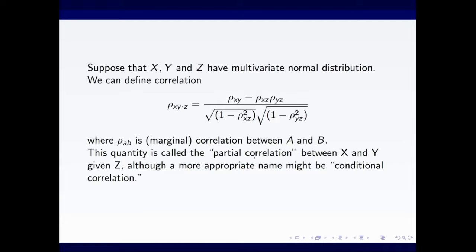This quantity is called the partial correlation between x and y given z. The appropriate name might be the conditional correlation, which means that we are looking at the correlation between x and y by controlling the effect of z, or conditioning on z. This rho xy dot z is also a population quantity, a parameter, as rho xy, rho xz and rho yz are also parameters. So this is the partial correlation.